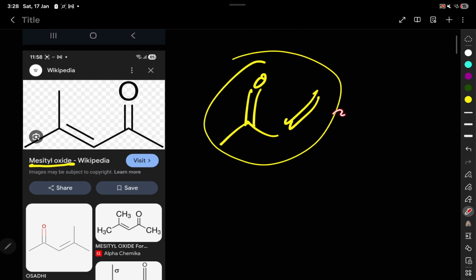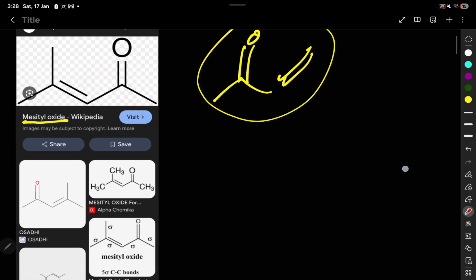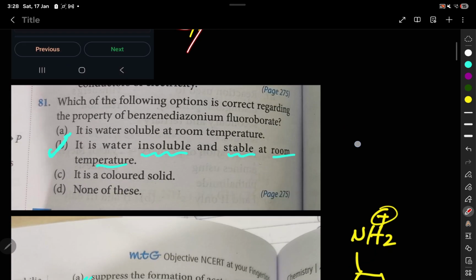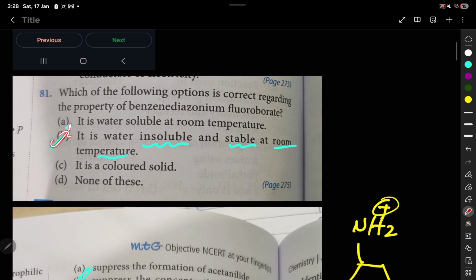It is a self aldol product, and when you supply heat, it'll eliminate and form this double bond here as well. Then you have Tollens' reagent for aldehyde: the overall number of electrons transferred through Tollens' reagent per aldehyde to form silver mirror is 3. I'm pretty sure, you guys can check it once. I'm not actually fully sure.